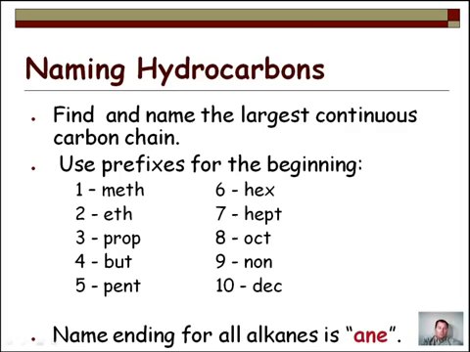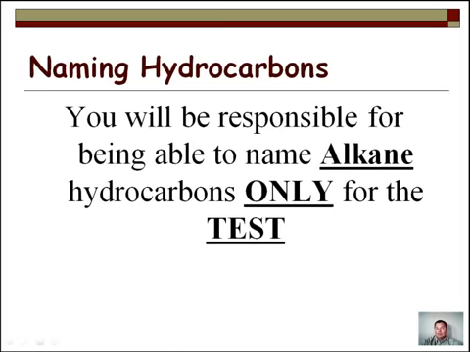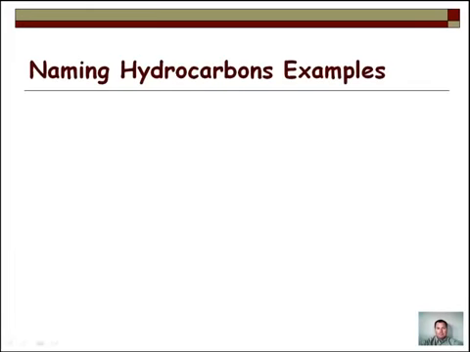And then what we do is we put the ending of ane. We're only going to worry about naming alkanes. You're not going to worry about alkenes or alkynes. So on the test, you're going to be responsible for being able to name alkane hydrocarbons only, not the alkenes or alkynes. Alkenes and alkynes, you'll need to know how they're different from an alkane with the double and triple bonds, and same with cycloalkanes, but we're not going to have you name them.